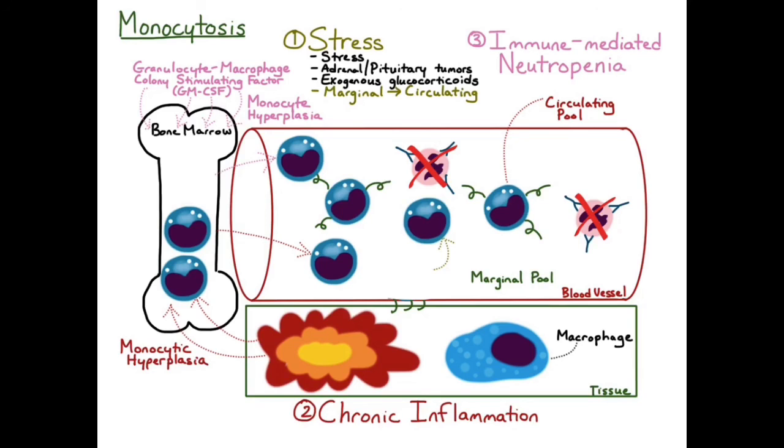Okay, so those are the causes of monocytosis. Most commonly, stress, which we more frequently see in the dog. Secondly, chronic inflammation due to monocytic hyperplasia. And then third, the less common of the three, is immune-mediated neutropenia, which is also due to monocytic hyperplasia in the bone marrow.